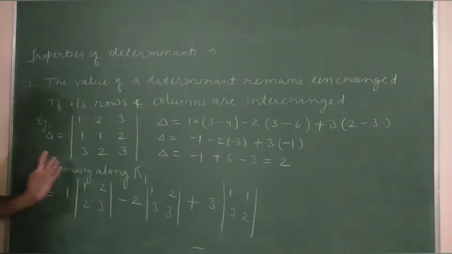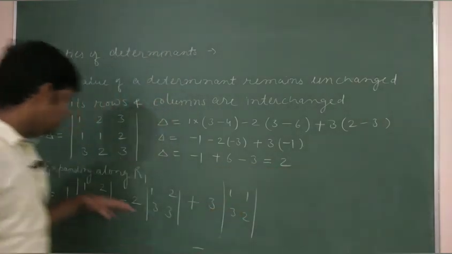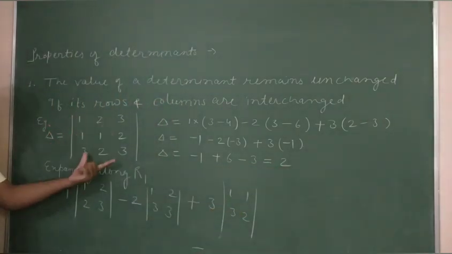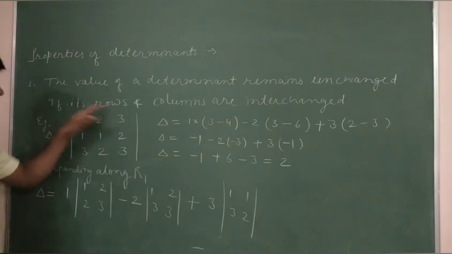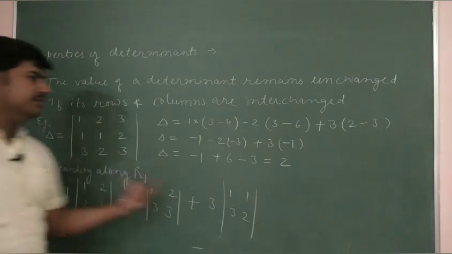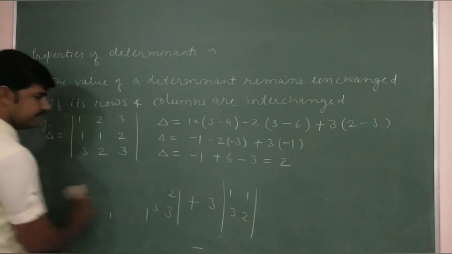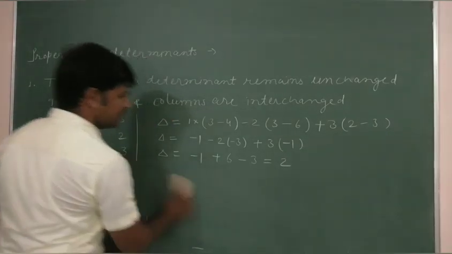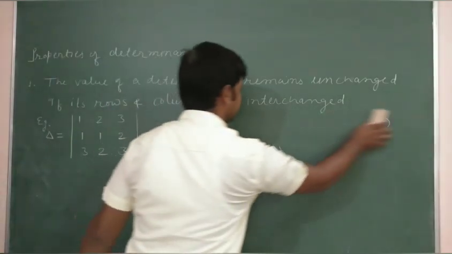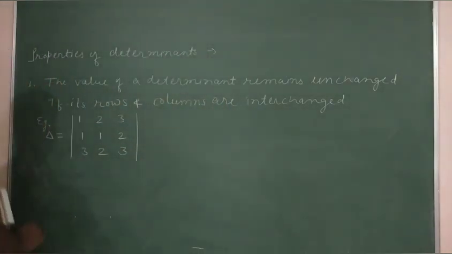Now what have we got as the value of this particular determinant? 2 is the value of this determinant. Now we will find the transpose of this determinant, or we can say if we interchange the rows and columns, then the value of the determinant will be the same. Let us check that. So now I am cleaning this. 2 is the value of the determinant that you have to keep in your mind. We got the value of this particular determinant as 2.